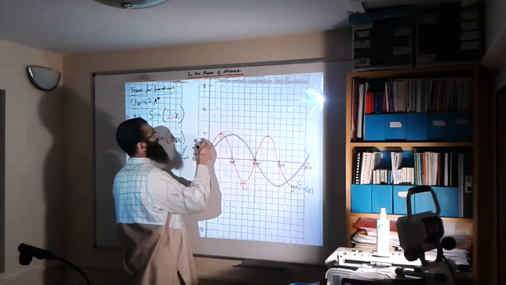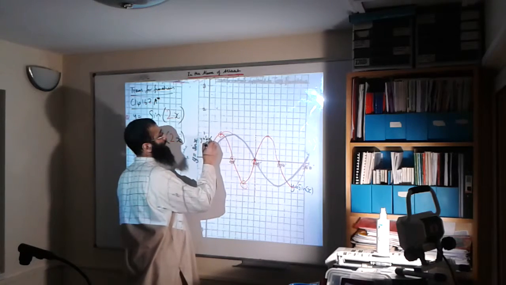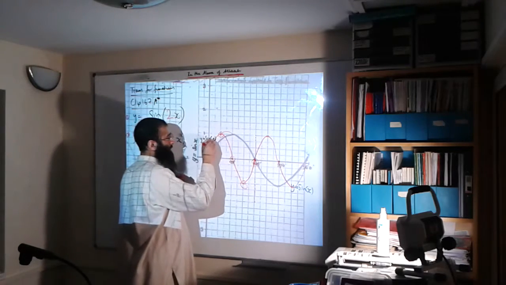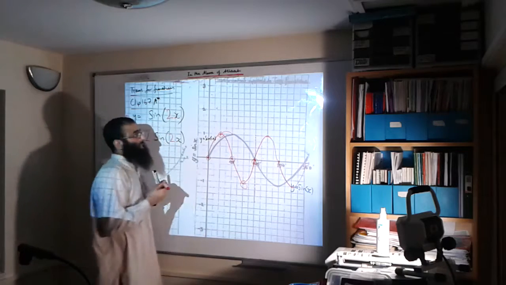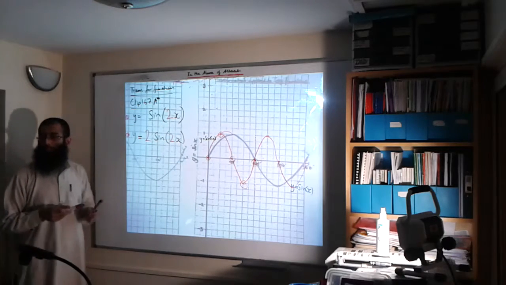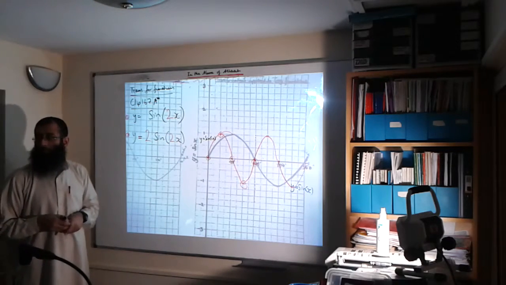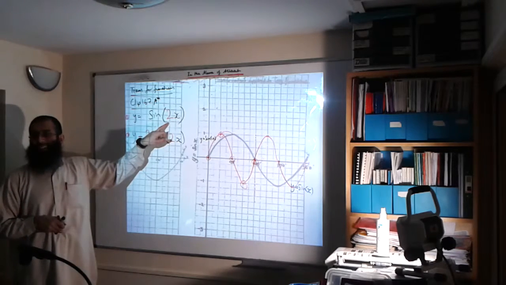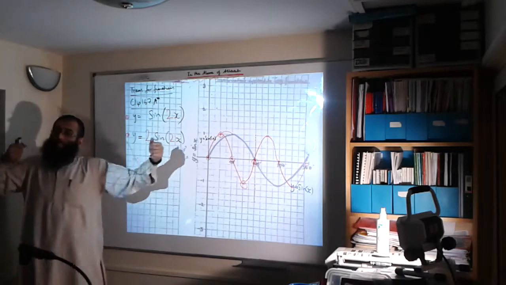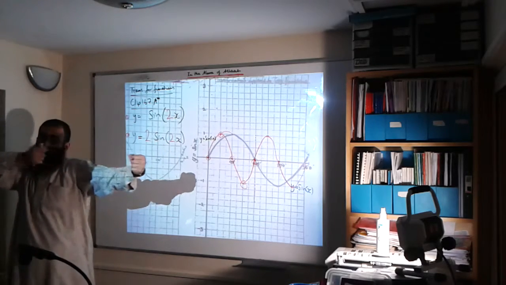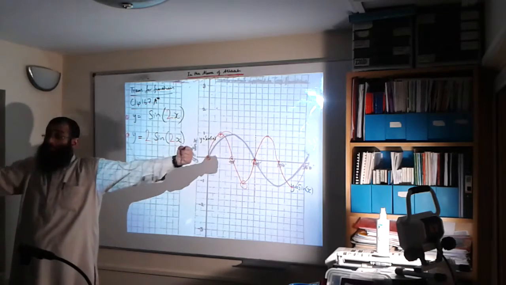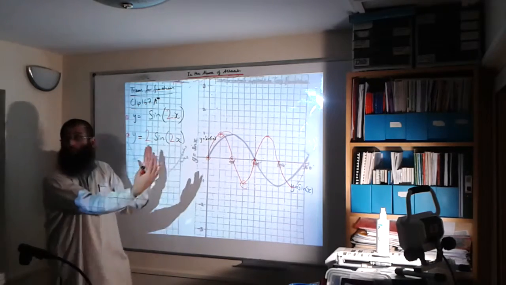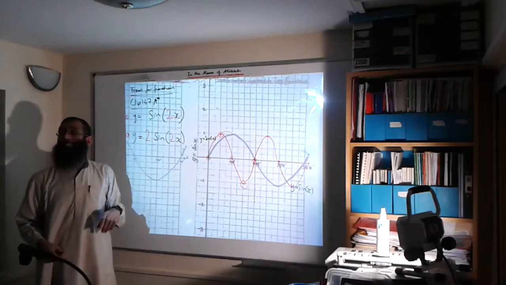y is equal to sin of 2x. Okay, are we happy with that? Now what would happen if I put, rather than a 2, a half in there? Rather than us squeezing the graph in, we would stretch it out. Rather than getting 2 complete cycles, you would get how many cycles now?